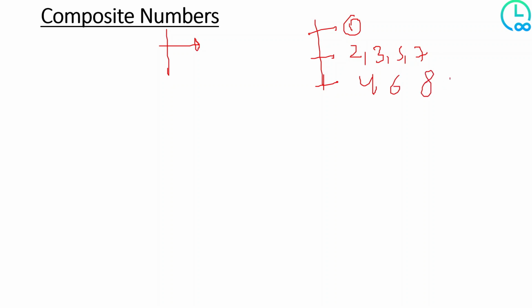Now composite numbers. In the starting I told you that natural numbers are unity, prime numbers and composite numbers. Unity was your 1, and the prime numbers were numbers like 2, 3, 5, 7 that are not divisible by any number, only by the number itself and 1. And the remaining numbers are the composite numbers. Remaining numbers like 4, 6, 8, 9, 10, 12. These numbers are the composite numbers.